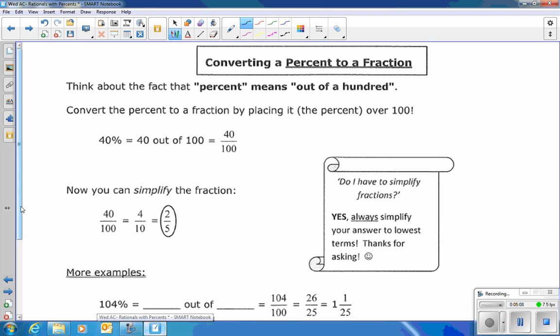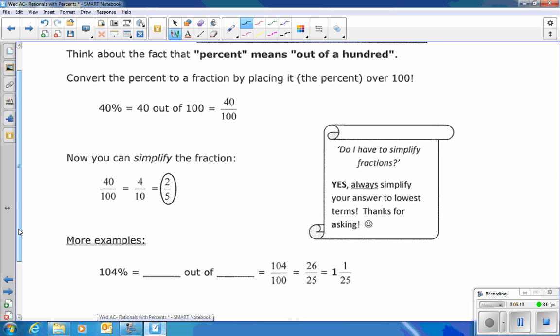To convert a percent into a fraction, you're just working backwards. Now, all percents are out of 100, so all you do is take your percent and put it over 100. Then you're going to simplify your fraction. So this can be divided by 10, which gives you 4 over 10. But always make sure you simplify completely. So both top and bottom can be divided again to give you 2/5.